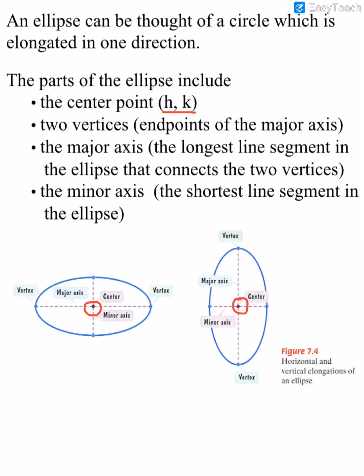We have two vertices, which would be here and here, or here and here, and those are the endpoints of the major axis. Your major axis is the longest line segment that connects the two vertices. Sometimes the longest line segment can be horizontal, and sometimes it can be vertical. And then the other line segment going in the other direction, that's your minor axis.